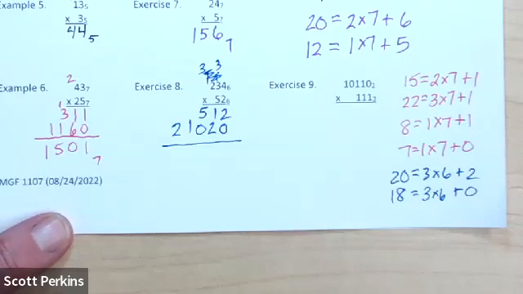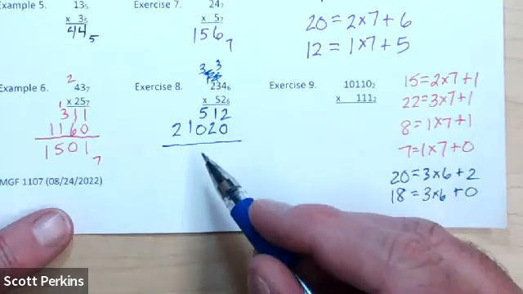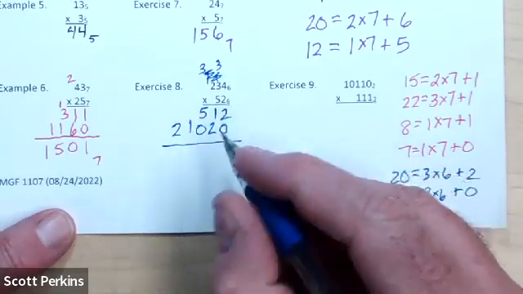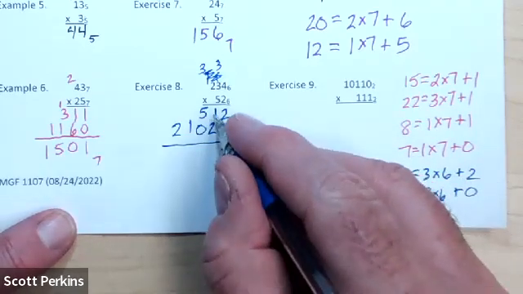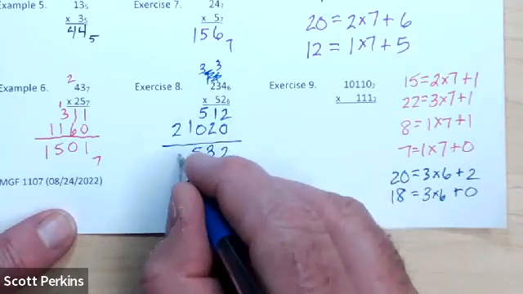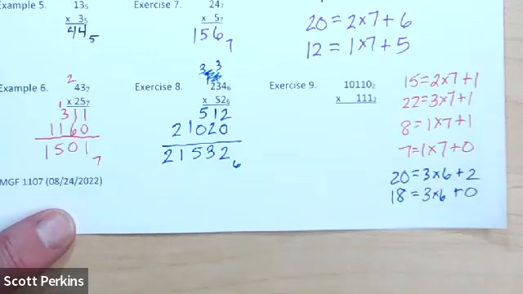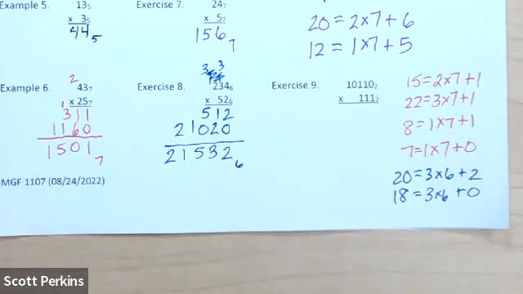Now I'm adding up. I'm still adding. This problem is still in base 6. I don't think it matters on this particular addition, but it's still base 6. So 2 plus 0 is 2. 1 plus 2 is 3. 5 plus 0 is 5. A 1 and a 2. So we get 2, 1, 5, 3, 2, base 6.